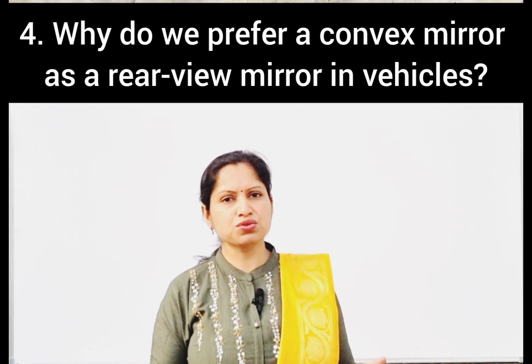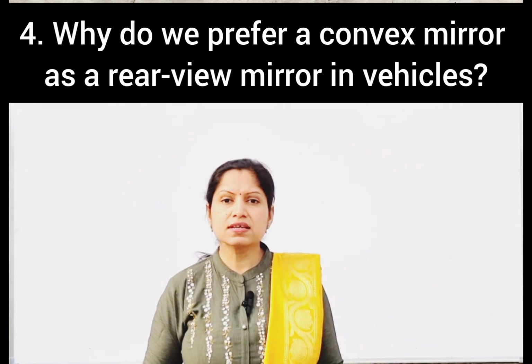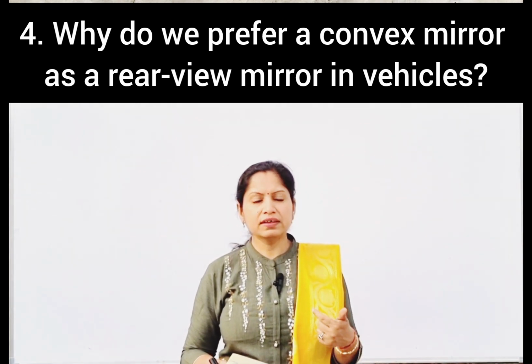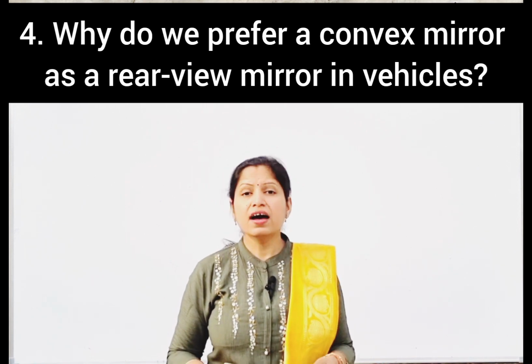So a convex mirror is used as a rear view mirror because it forms a virtual, erect and smaller image, and there is a wider field of view. I've shown you in the first video that there is a wide field of view that is formed by a convex mirror, and that is why we use a convex mirror as a rear view mirror.